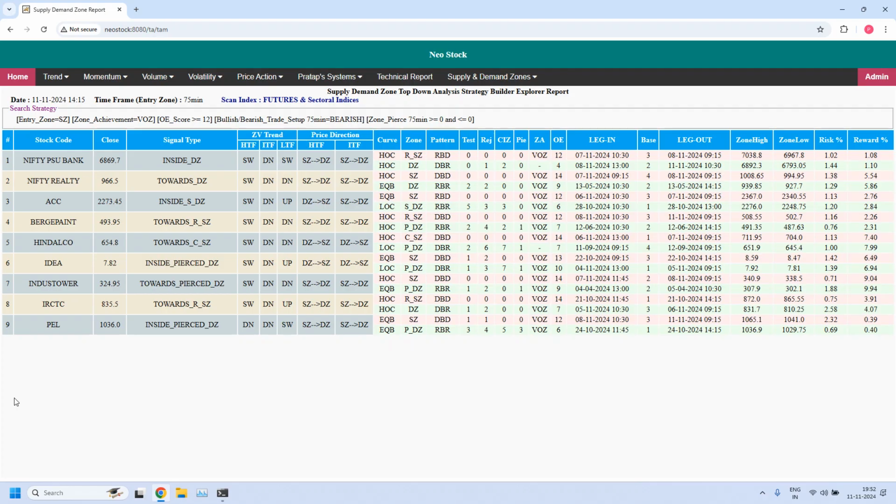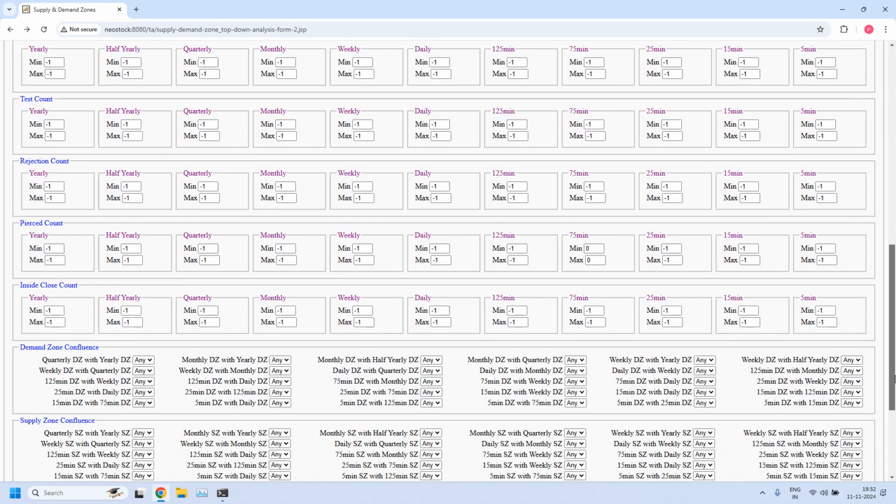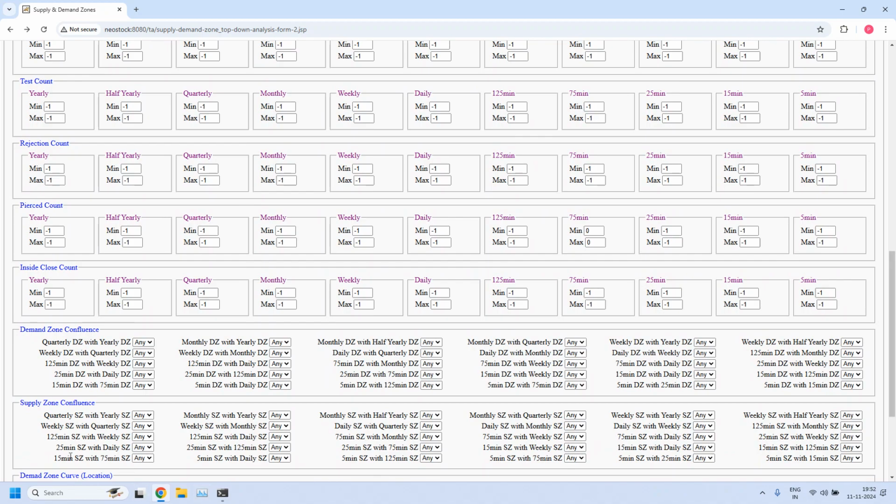That is 75 minutes with daily supply zone confluence, but earlier I said 15 minutes with 75. That is a mistake. So we have to correct that mistake now. In the supply zone confluence, earlier I made this mistake by selecting, but actually we need to select the 75 minute supply zone with the daily supply zone, because the entry time frame is 75 minutes. So 75 with daily, this is LTF and ITF.